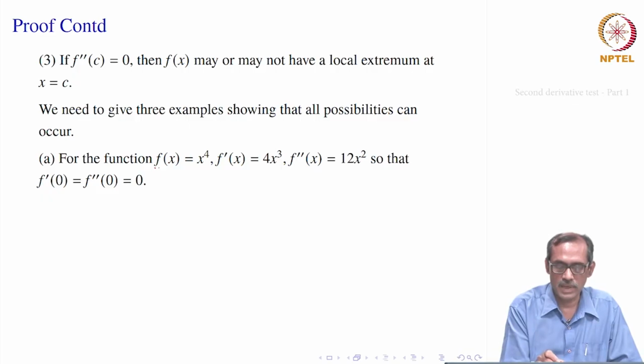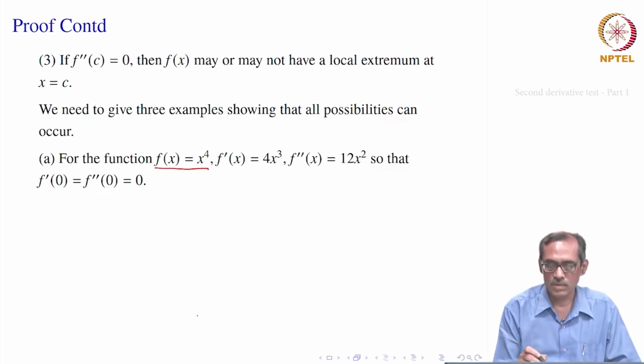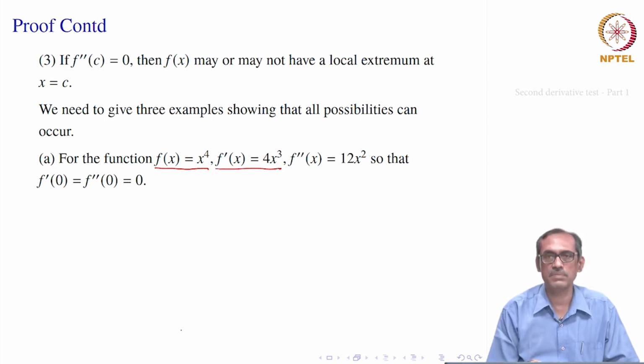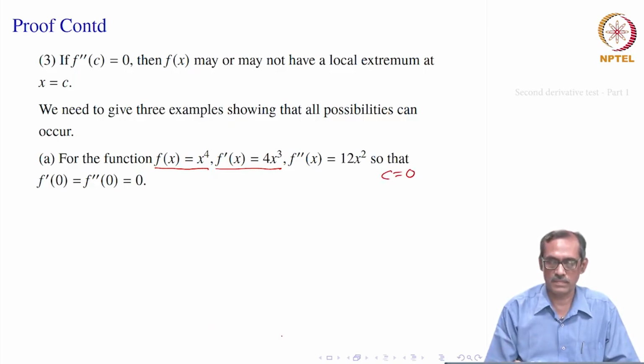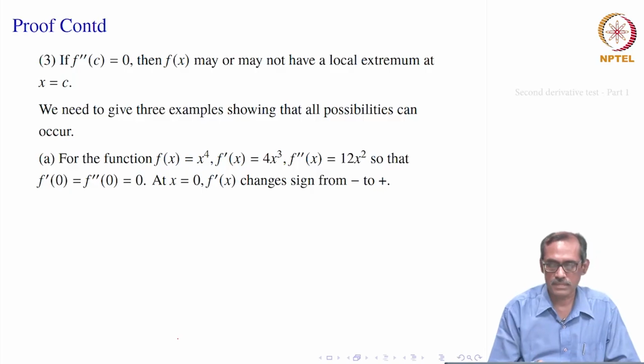Let us take f of x equal to x to the power 4. So, its derivative is 4x cubed and its second derivative is 12x square. Now, when f double prime x equal to 0, that gives x equal to 0. So, 0 is the only critical point for this function and f double prime is continuous in any neighborhood of 0 here. Okay. But we find that f double prime at 0, the critical point c equal to 0 here, is also equal to 0. And what happens to f?